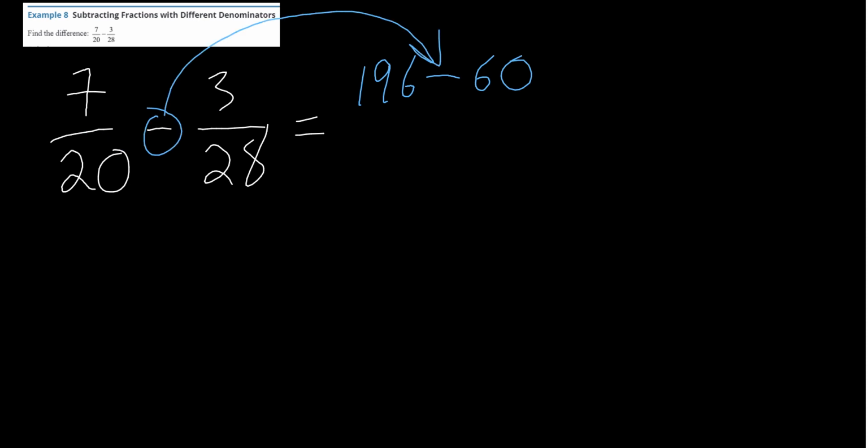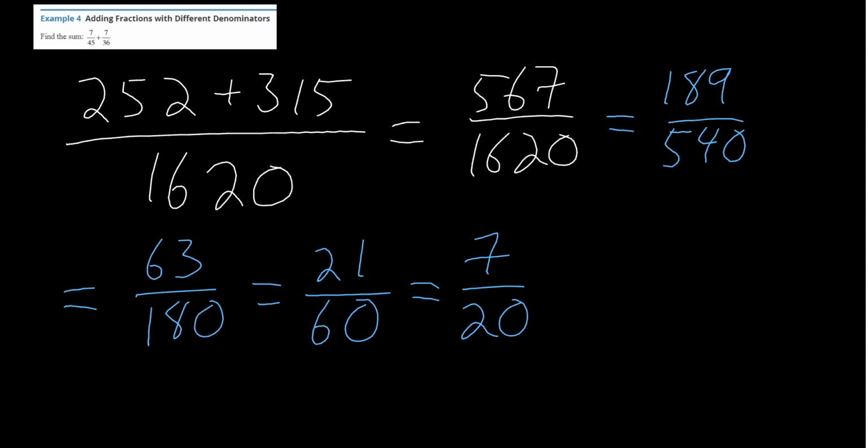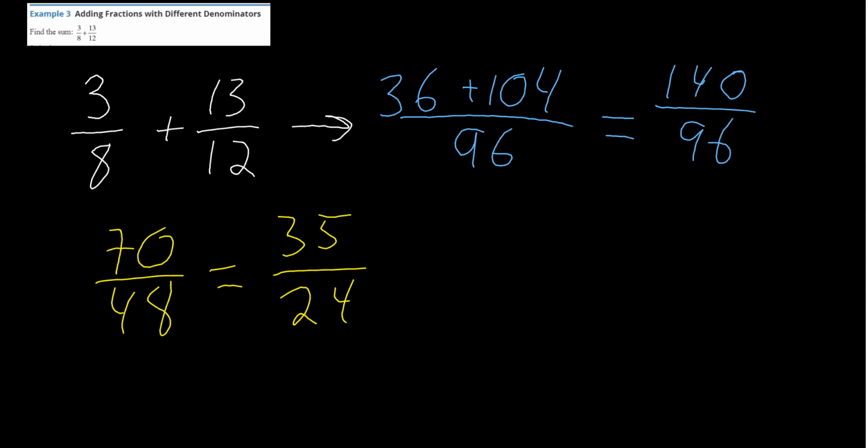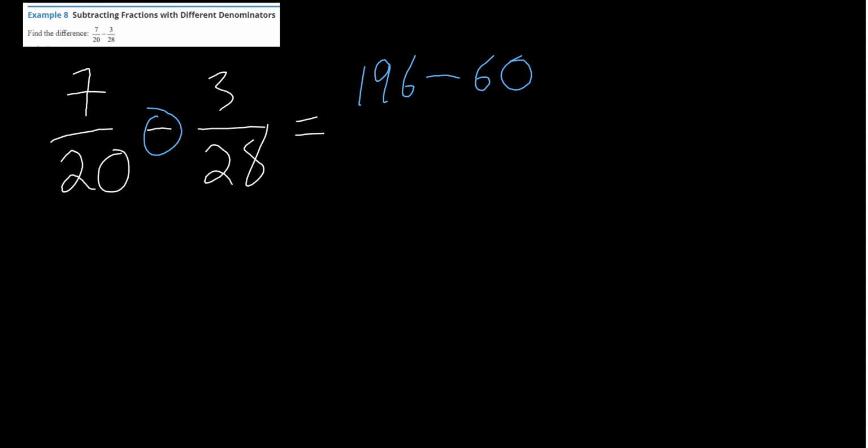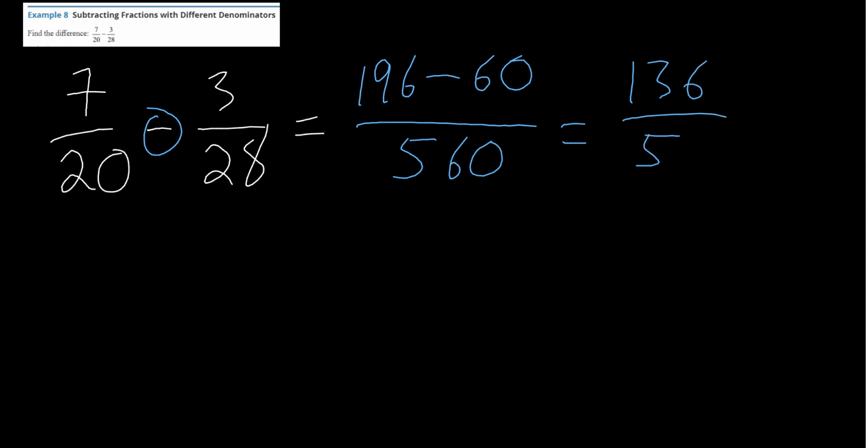So recall, let's go back to previous examples. We had the addition sign, and we put the addition sign there. So again, it's the same procedure, it's just instead of addition, we put subtraction. And then we have 20 times 28, which is going to be equal to 560. And then we do 196 minus 60. It's going to be 136 over 560.